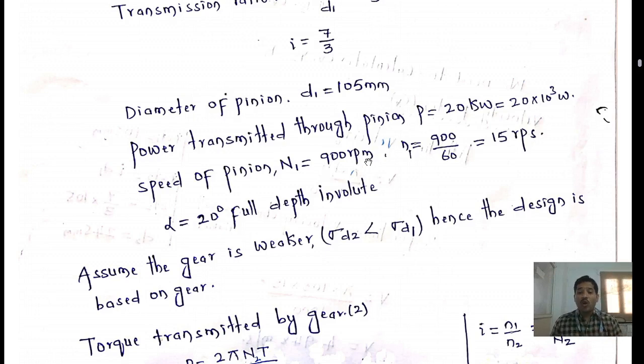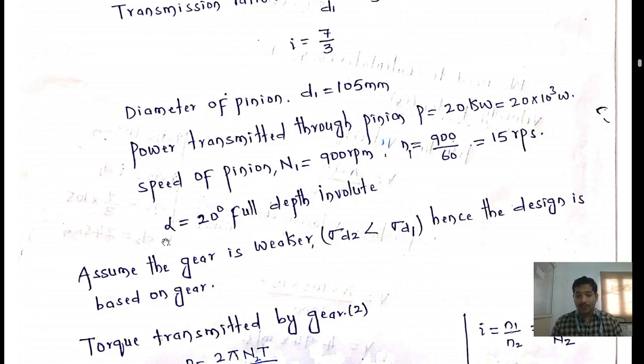The speed of the pinion is given as 900 rpm in the problem, but our intention is to convert rpm into rps. So n1 is equal to 900 by 60, then you will get 15 rps, revolutions per second. Then the full depth involute is given as 20 degree, so it is represented by alpha is equal to 20 degree full depth involute.